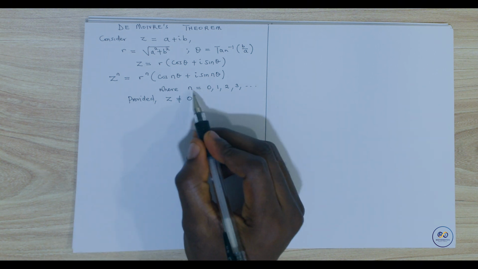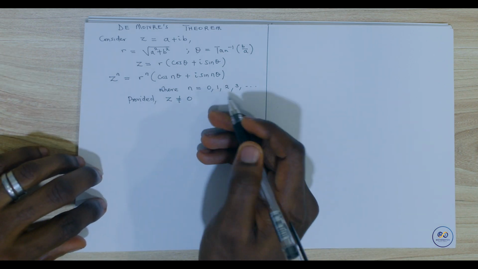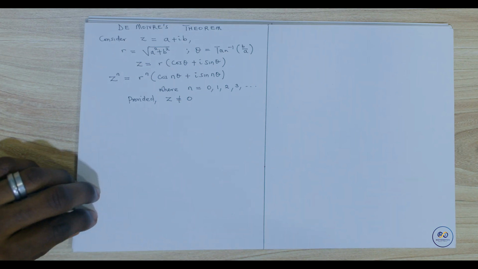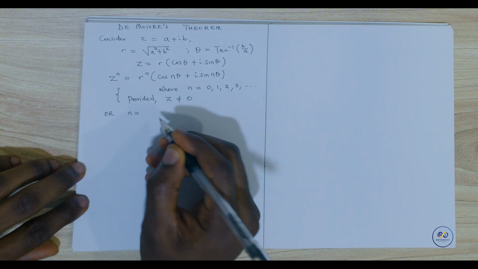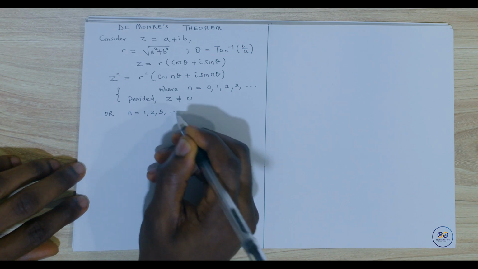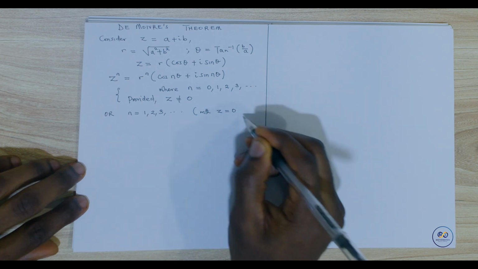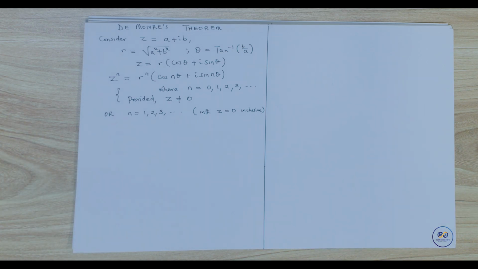Because when z is 0, you would not be able to take the value of n when it is 0. Of course, when you take z to be 0, it just means n will start from 1. So instead of this, you can also say n is equal to 1, 2, 3, and so on, with z equal to 0 inclusive. So depending on how you decide to translate it, this would still work flawlessly.